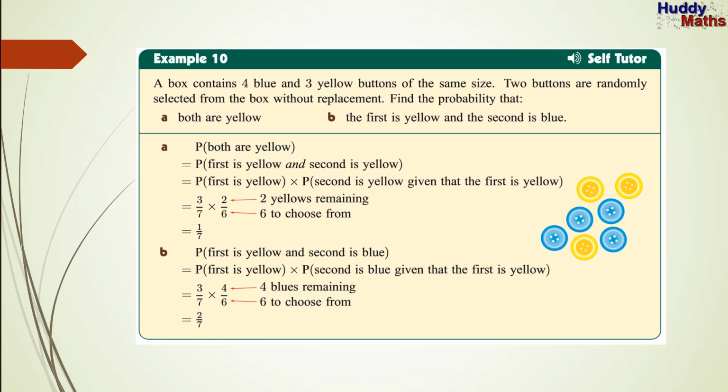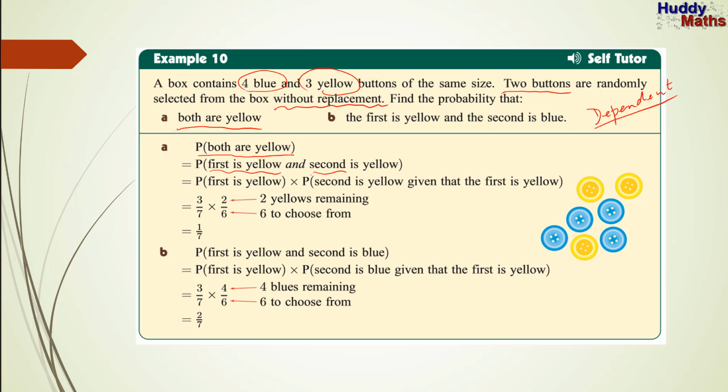So here's an example. A box contains 4 blue and 3 yellow buttons of the same size. 2 buttons are randomly selected, so 2 buttons without replacement. So you need to underline stuff in questions so you don't read over it. Without replacement. So as soon as you see that, you think, uh-oh, the second draw will be dependent upon what happens first. So what's the probability both are yellow? Both are yellow. So put that down and then do this. This analysis is very, very important.